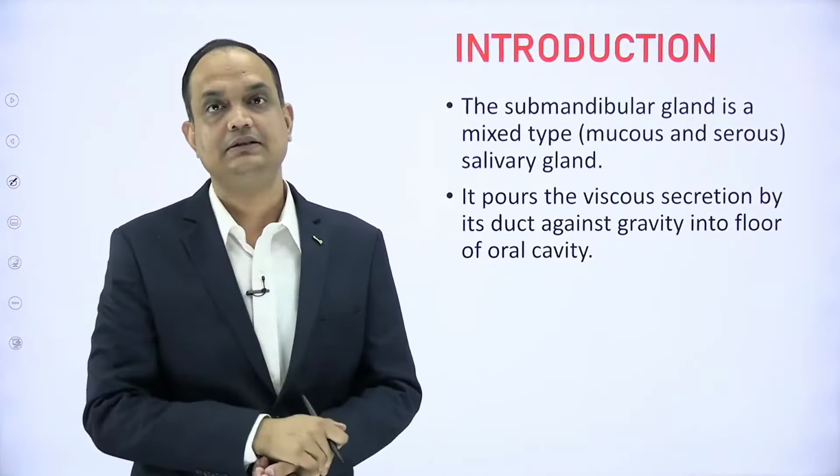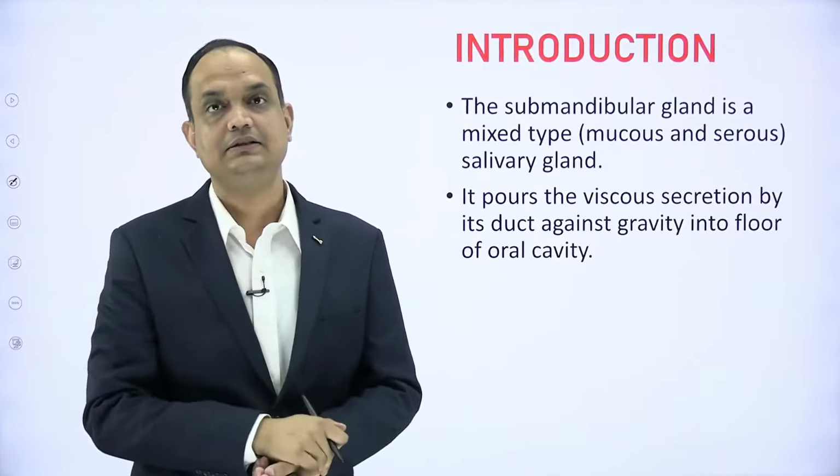Now the submandibular gland is a mixed variety of salivary gland. The meaning of mixed is that the secretions are mucous as well as serous, but predominantly it is a serous type of gland. It pours the viscous secretion by the duct against gravity. This is important: when you see the pathway of the duct, you will realize that the duct goes from below to upward. So it takes the secretion against gravity, and this is one of the reasons that the submandibular gland is more prone to calculi as compared to the parotid gland.